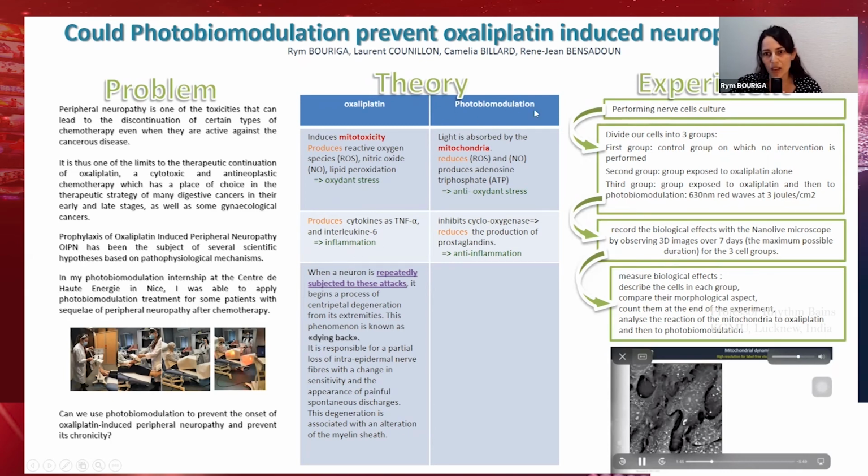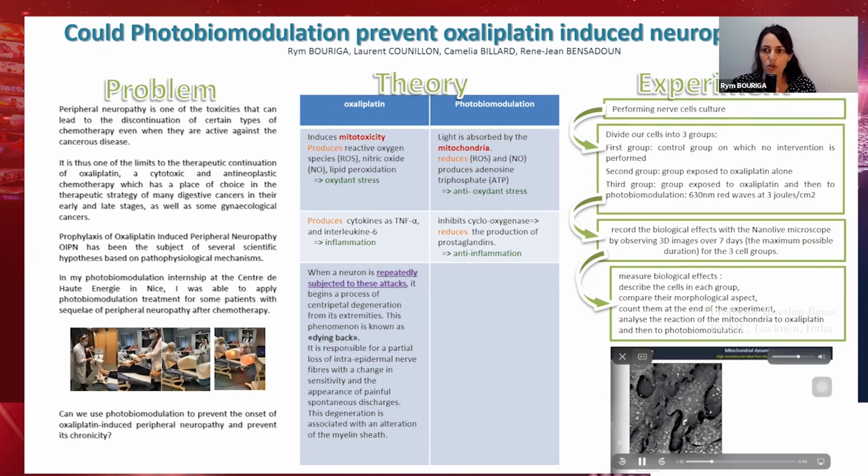On the other hand, we have photobiomodulation. We know that the light absorbed by the mitochondria induces ROS and NO. It reduces it. It acts against oxaliplatin, and it inhibits inflammation because it reduces the production of some prostaglandin. So starting from this theory, we performed an experiment.